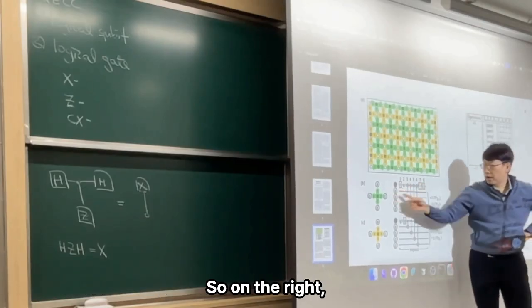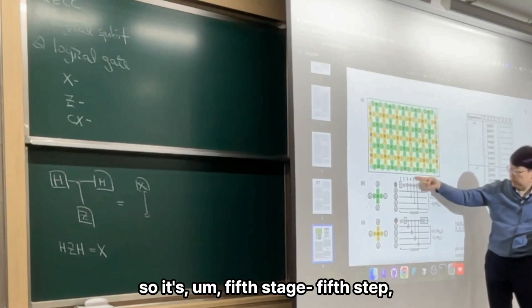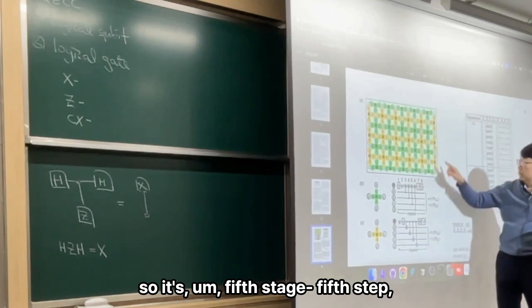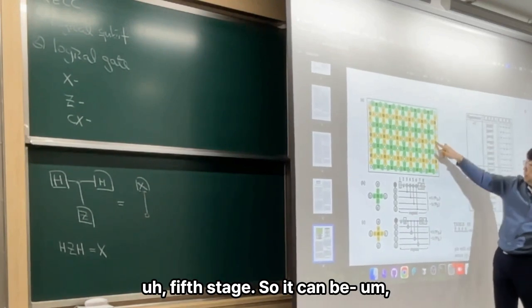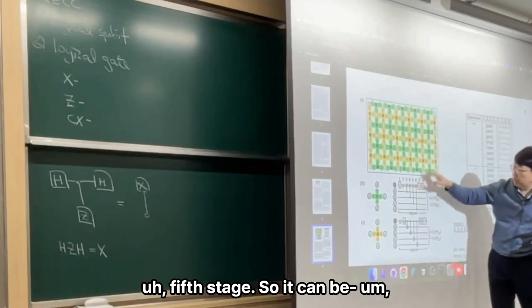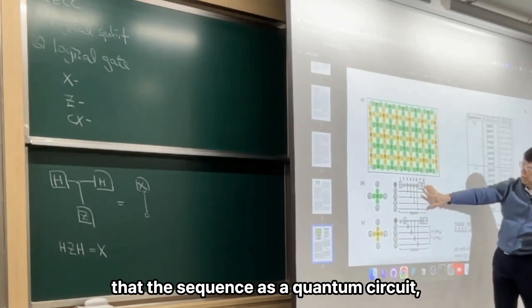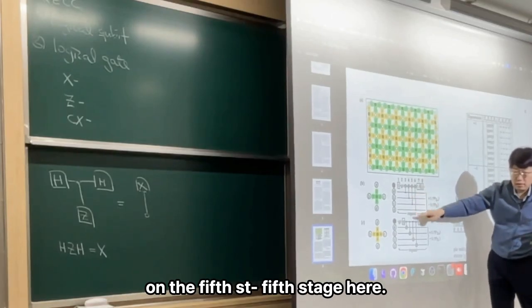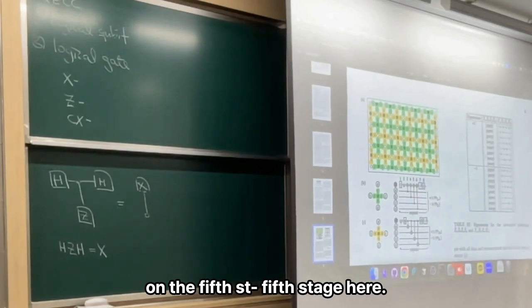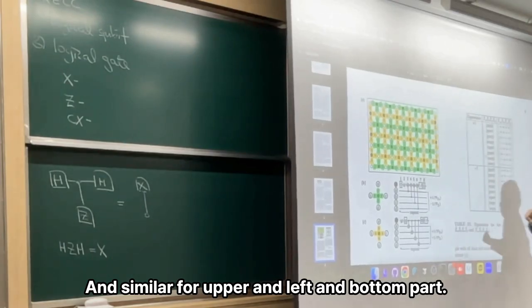So on the right, let's say it's the qubit C. So it's the fifth step. So this data qubit is not doing anything on the fifth stage. So if you're looking at this data qubit and you want to implement the sequence as a quantum circuit, then you want to throw an identity gate on the fifth stage here. And similar for the upper and left and bottom part.